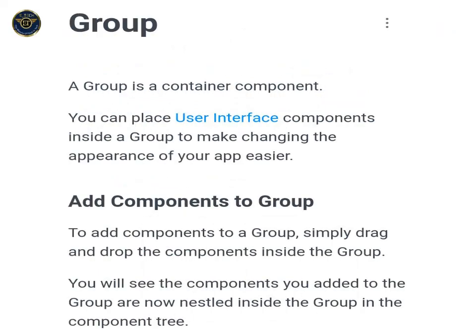A group is a container component. With a group component you can place UI components inside to make changing the appearance of your app easier. To add a component to a group, simply drag and drop the components inside the group. You will see the components you added to the group are now nestled inside the group in the component tree. With the group component you can merge a lot of components as one unit for easy customization.